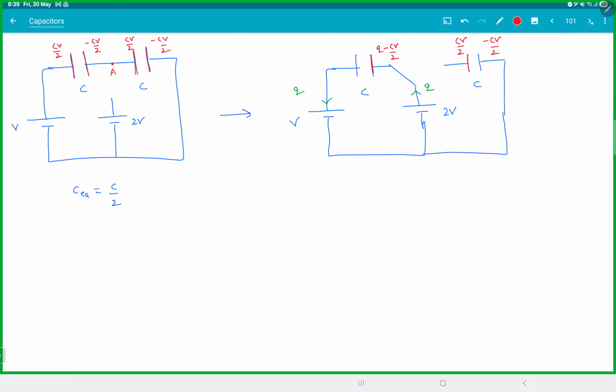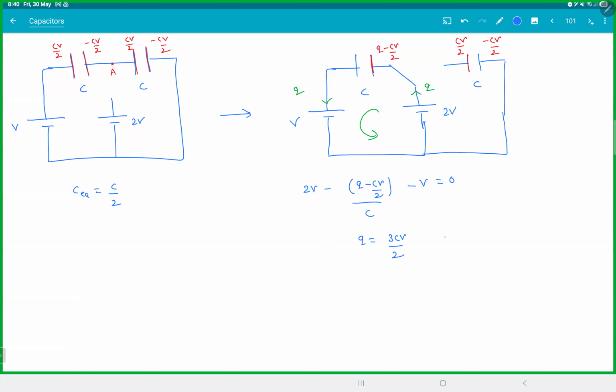Now apply Kirchhoff's law in this loop. You're going to the battery, 2V. You're going to the capacitor, (Q minus CV by 2) by C, and minus V equal to 0. This gives Q is equal to 3CV by 2. So this much charge goes through the battery.